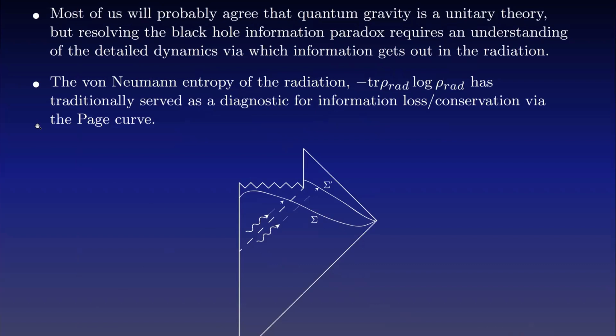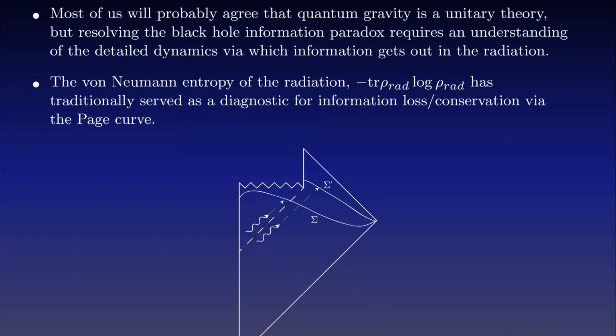Now here I've drawn a picture actually of a non-AdS black hole, an evaporating asymptotically flat black hole with two Cauchy slices, a spatial slice sigma and a spatial slice sigma prime. And of course, the canonical problem is what Hawking showed, that it appears that there is evolution from a pure state to a mixed state, which is in contradiction of unitarity.